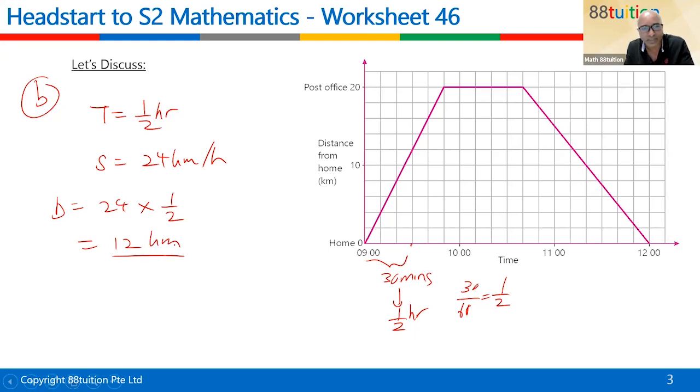That means for 30 minutes, she covered only 12 kilometers, but the post office is 20 kilometers away. So she has to do another 8 kilometers. So the answer will be 20 kilometers minus 12 kilometers, which gives you 8 kilometers. That's the answer. Clear? All right. So students, not difficult, but you got to be alert. So that's the answer for part B.